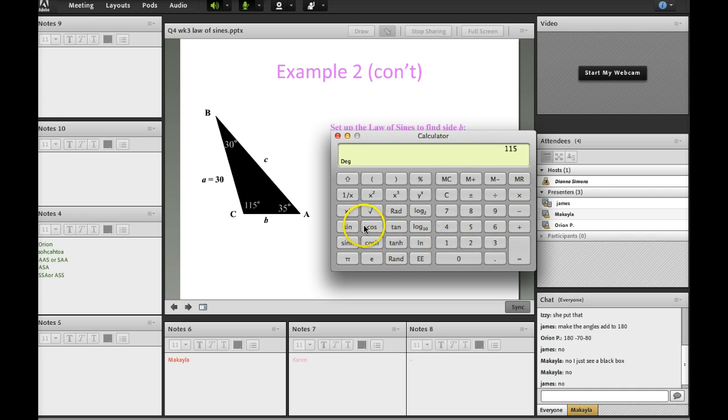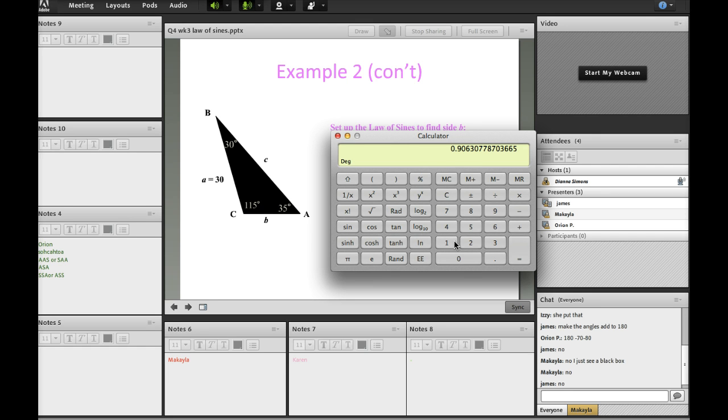Okay, whoa, I didn't do my sine. Oh, I have to do that backwards. Okay, so sine of 115 is 0.9. And I'm going to multiply that. Wait a minute. I'm going to do sine over sine. C over sine is equal to B over sine, or A over sine, right? 30 over sine. I know, I'm not good at doing math without paper.